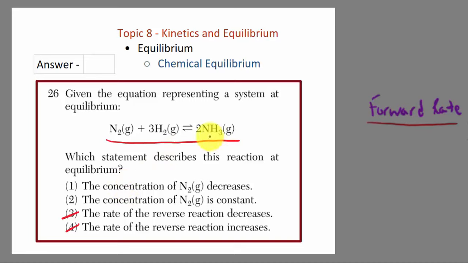And if the rates of forward and reverse reactions are the same, we would not expect to see anything changing in terms of concentration. So answer number 2, the concentration of the nitrogen will remain the same. It's being constantly produced and at the same time being constantly consumed at the same rate, so there won't be any change in its concentration.